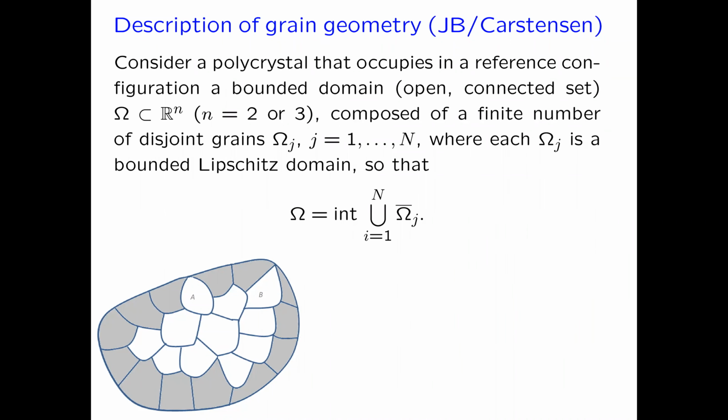And the interior grains are ones for which their boundary is contained in the union of the other grain boundaries, and the others are boundary grains.